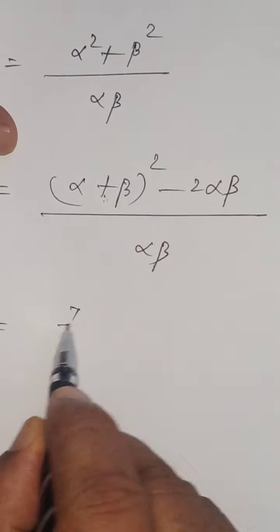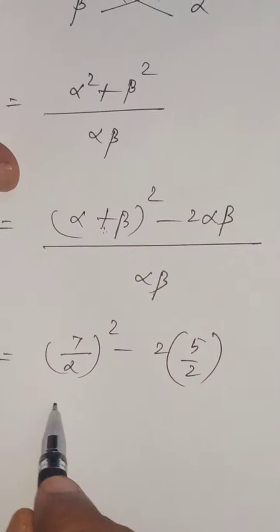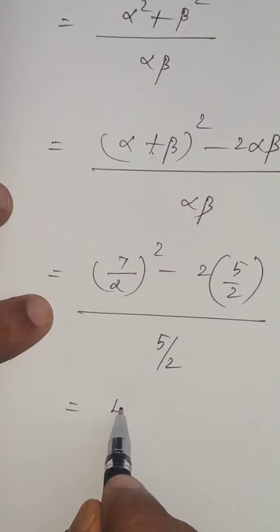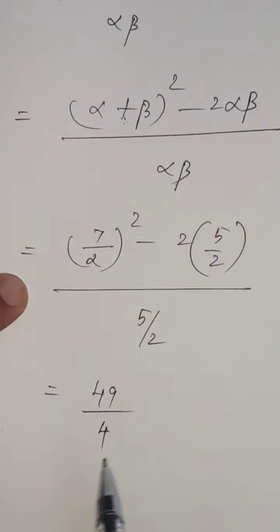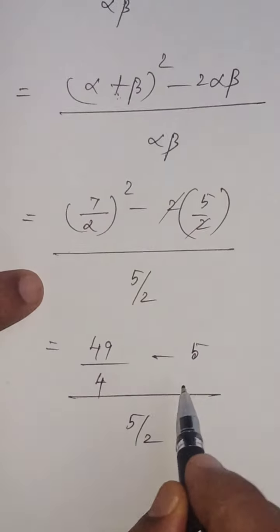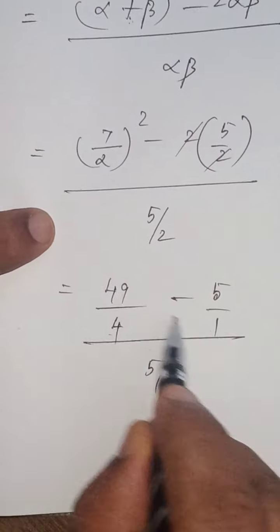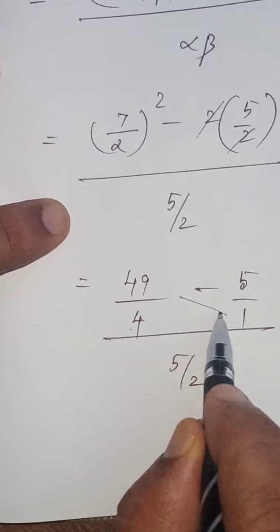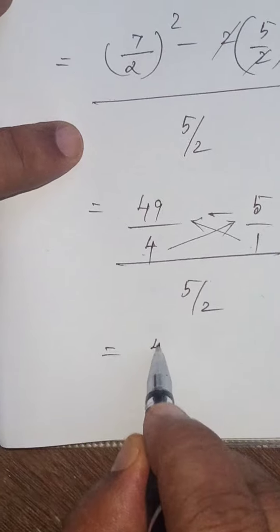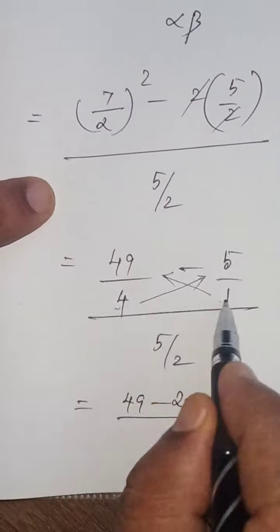This is 7 by 2 the whole square, minus 2 times alpha beta, 5 by 2, divided by alpha beta, 5 by 2. 7 square is 49, 2 square is 4. The 2s get cancelled, leaving 5. Write 1 over here. So two different numbers, 4 and 1, you just cross. 49 ones are 49, 4 fives are 20. So 49 minus 20 divided by 4 into 1, which is 4.